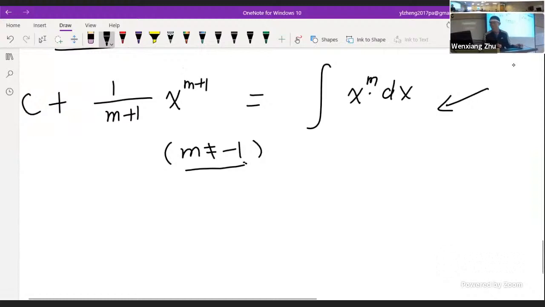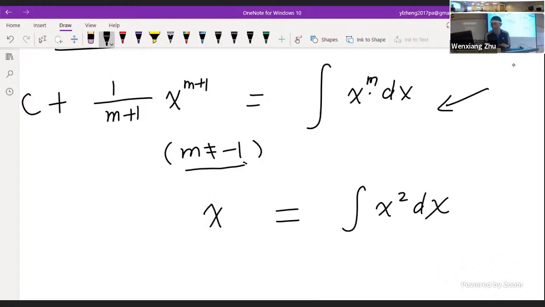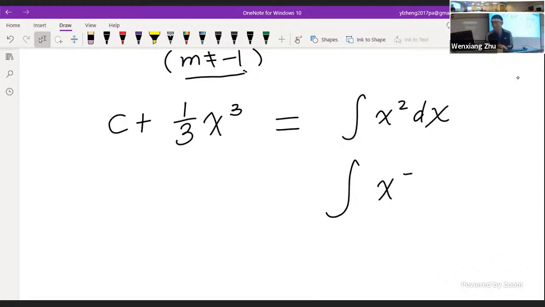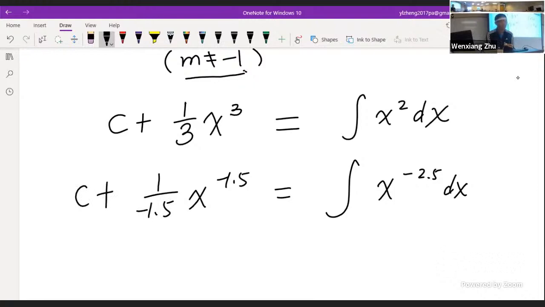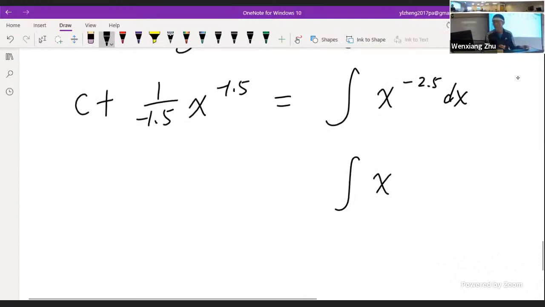Okay, so now let's try a few of them. If I do the integration, the antiderivative of x squared, what will be the antiderivative? You are going to increase the power by 1, then multiply by the reciprocal of the new power. That's it, plus whatever constant. And you can do the antiderivative of x to the minus 2.5. What will be the antiderivative? Well, you just increase the power by 1, then multiply by the reciprocal of the new power. That's pretty simple, right? Things break down when you get to x to the minus 1 power.